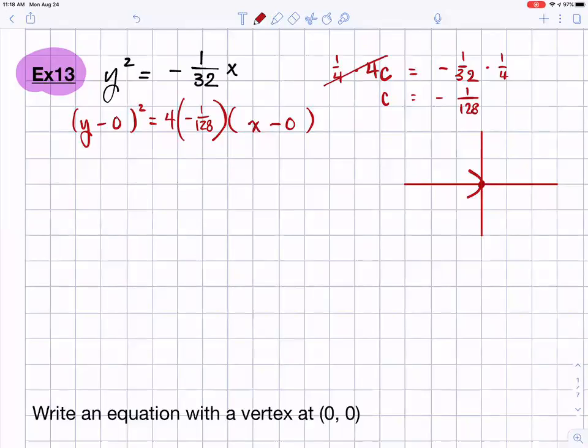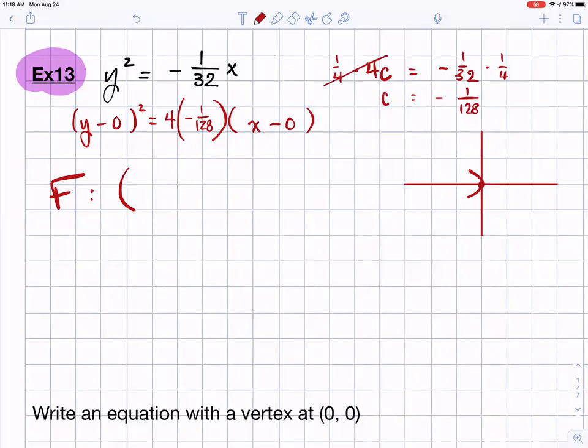Okay, so my focus. You already told me my focus was going to be found to the left. You told me how far away it is. So at what coordinate is my focus? Which one is it? Is it 0, 1 over 128, or is it 1 over 128, 0? 0 first or 0 second? Second. Okay, because I'm moving on my x-axis.